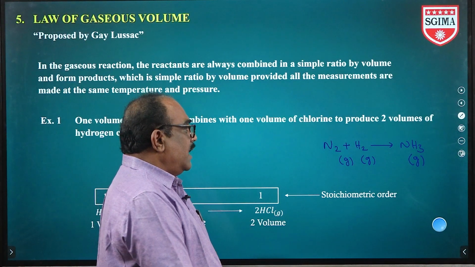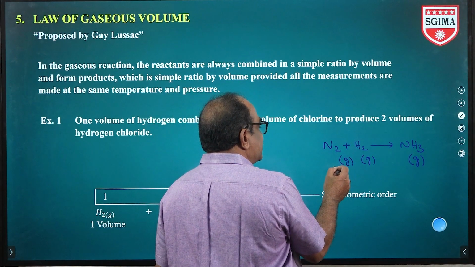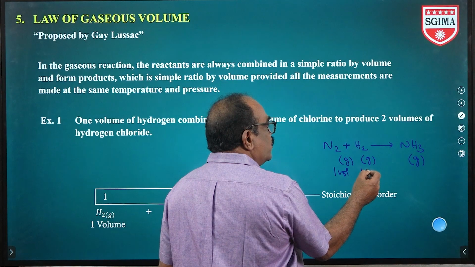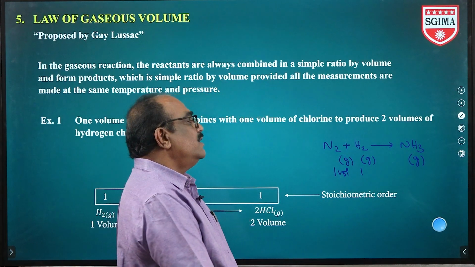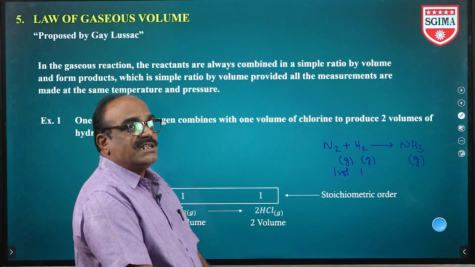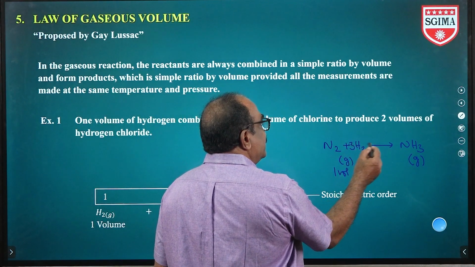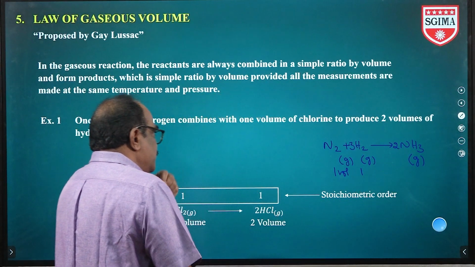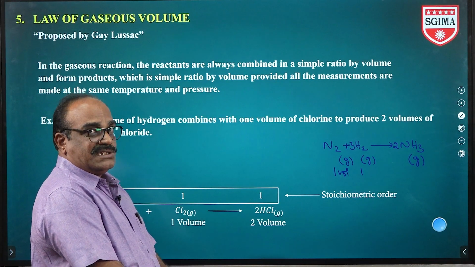Now, according to this law, if these two are gases, one volume of nitrogen combines with hydrogen. Please remember that to propose this, the equation is to be balanced. To have a proper understanding, the equation is to be balanced: N2 + 3H2 gives rise to 2NH3.